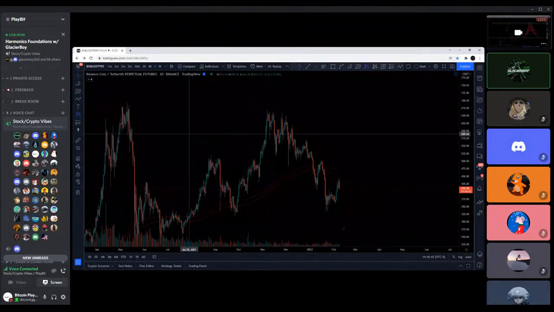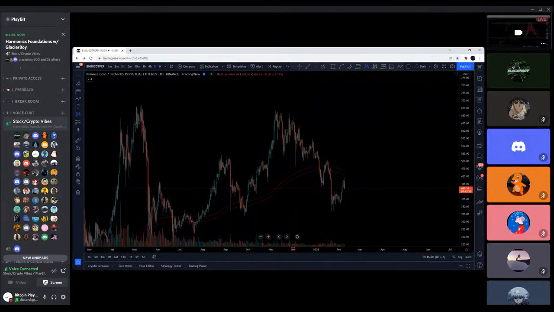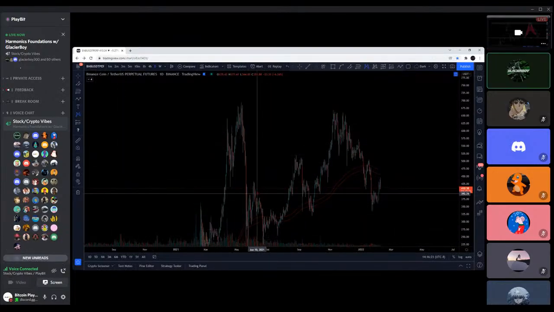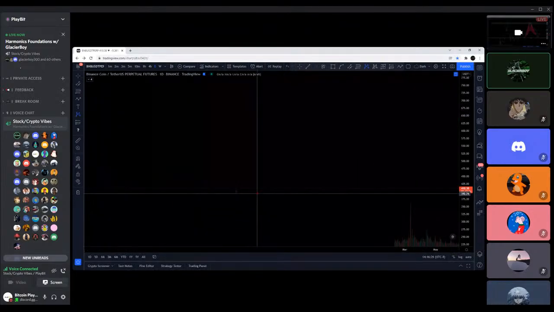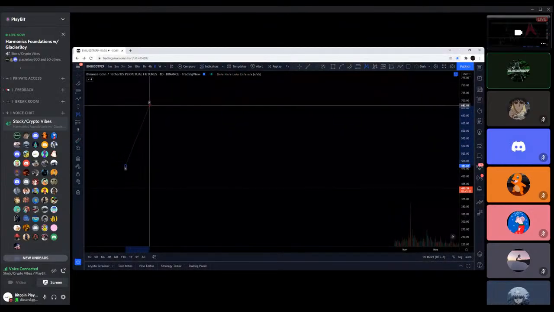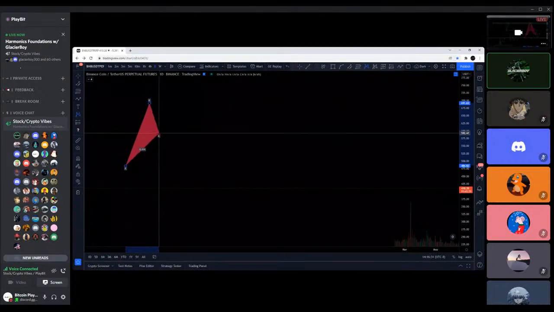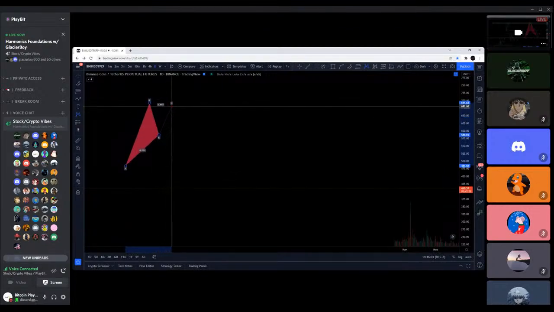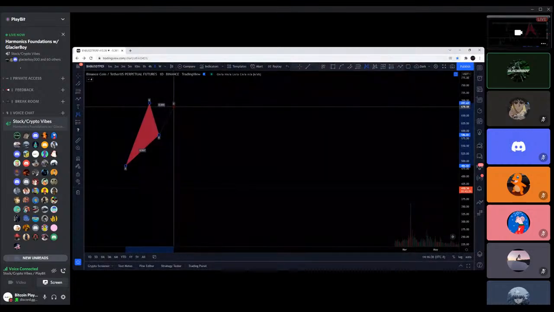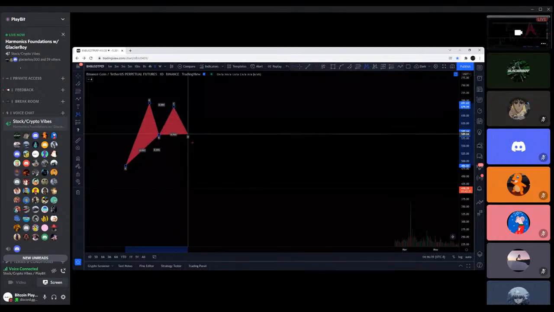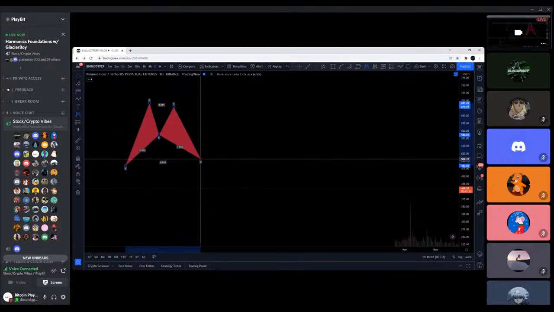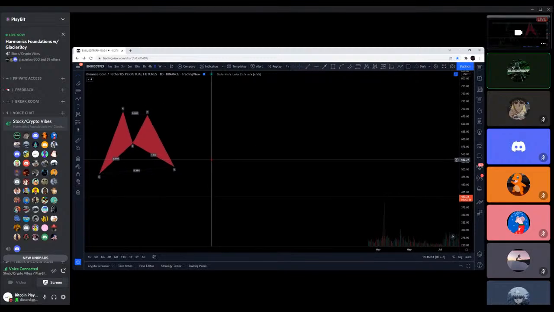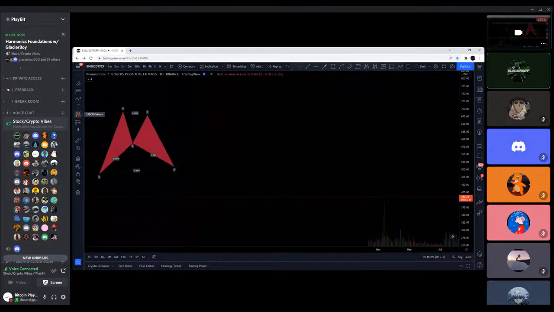So let me see. Right, actually, this would be perfect. Just get rid of everything. So X to A, back down to B, right? This right here is a bat. 50% retrace to that midpoint, back down, 886. That's a bat pattern. And then there's bats, sharks, ciphers, butterflies, crabs, Gartleys.